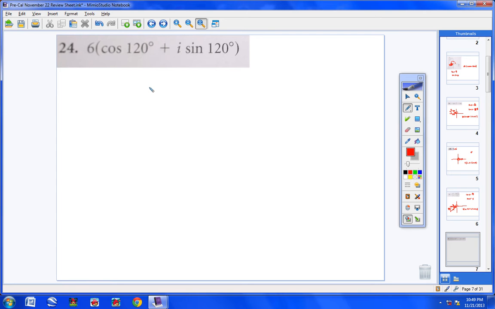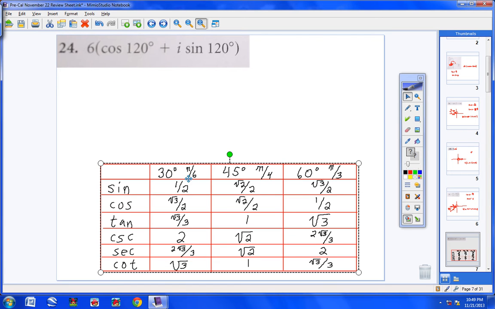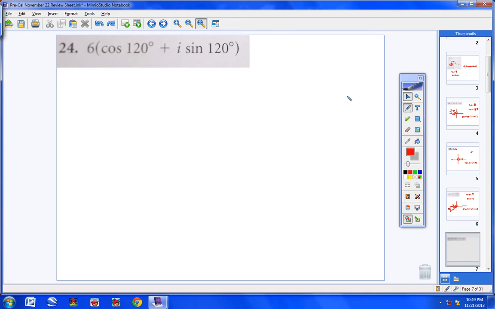And the first thing you might think of is, well, Mr. Earhart, 120 is not on our special table. You're right, it's not. Our special table has 30, 45, and 60, but hold on. There's a reference angle for 120 degrees. You've got to learn to check for that, students.